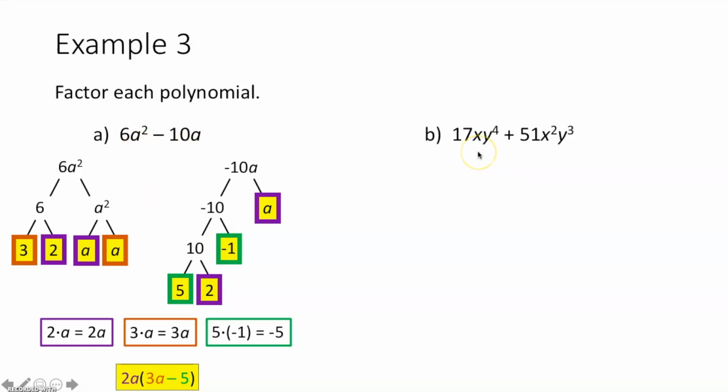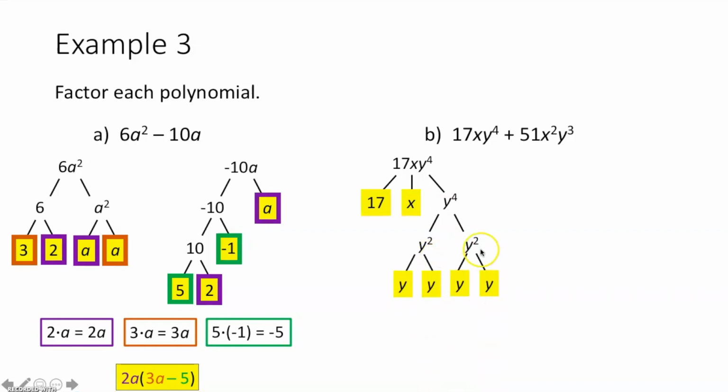So let's try again. We're going to factor out our GCF. So we look at each of these terms separately. Here, we're going to break this up. Now this actually has a coefficient and 2 different variables. So we're going to break this up into 3 separate things: 17, x, and y to the 4th. The good news is that 17 is a prime number. X is already done, but y to the 4th we can break up into y squared times y squared, and each of those we can break up into y to the 1st times y to the 1st. Now that's completely broken up.